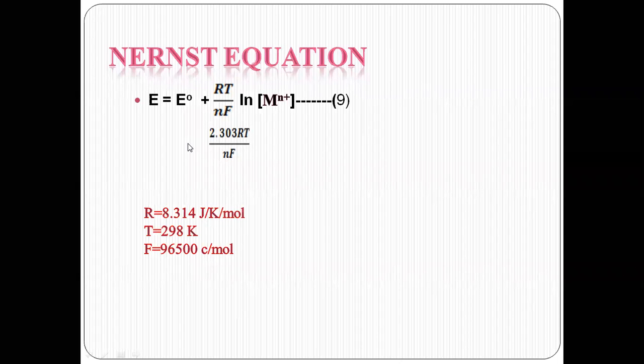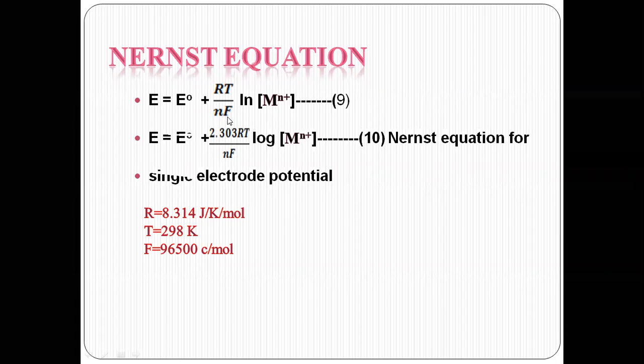Substitute the values for R, T, and F. It is given that the R value is 8.314, T value is 298 Kelvin, and F value is 96,500 coulomb per mole. A very important note: E equal to E naught plus, and for the ln to log conversion, we introduce 2.303 RT divided by nF log Mn+. This is given as the 10th equation.